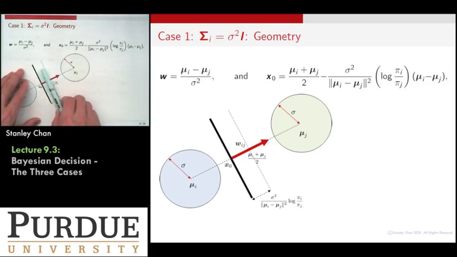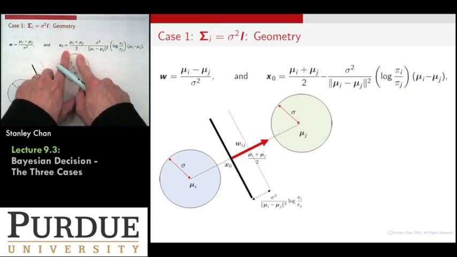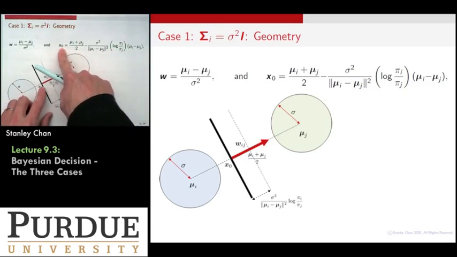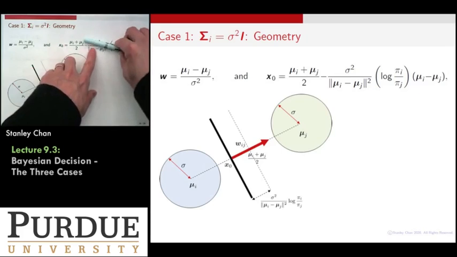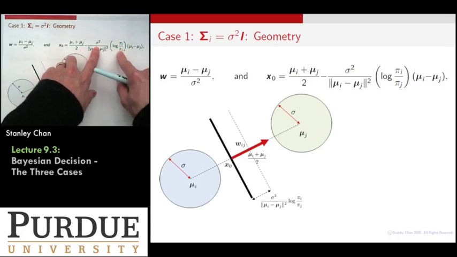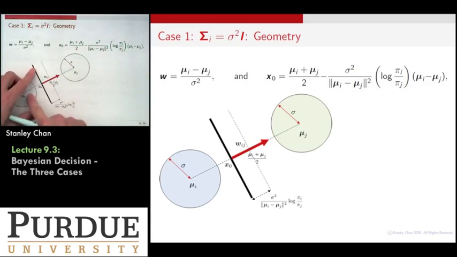And then it depends on this term. And this is the location of your y-intercept. And you see that if you don't have any pi_i and pi_j, let's say you remove this term, then it's just at the middle of the two classes.